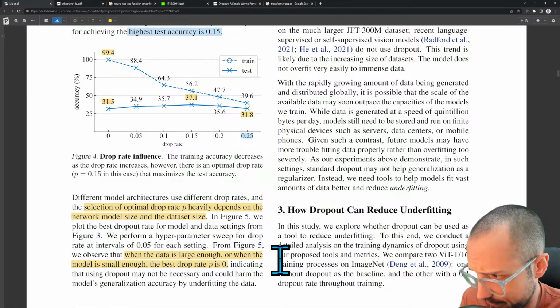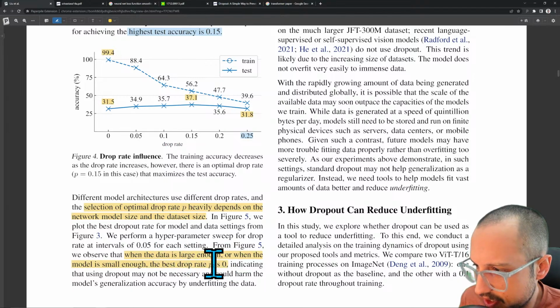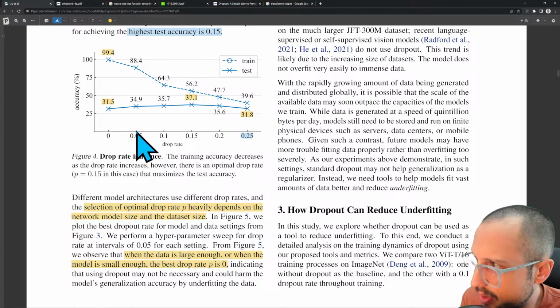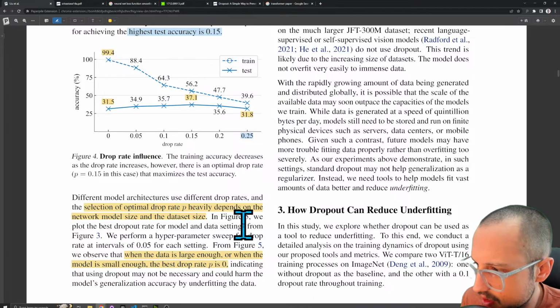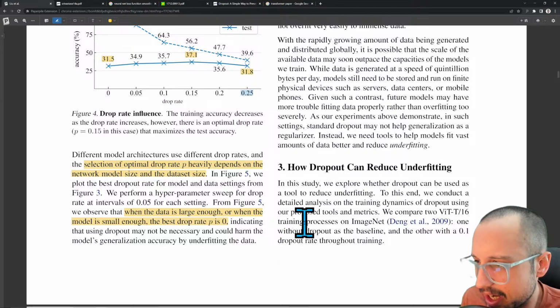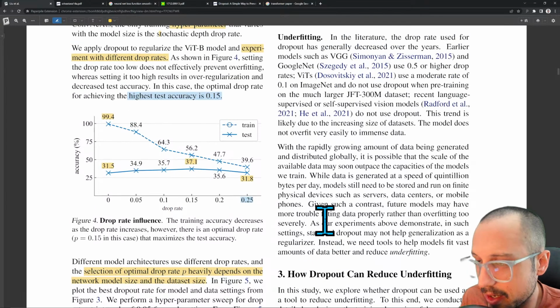Interesting. I don't know if I agree with that. I think that, to me, even a very small drop rate, like 0.05, I feel like you always win by having even just a tiny bit of dropout.